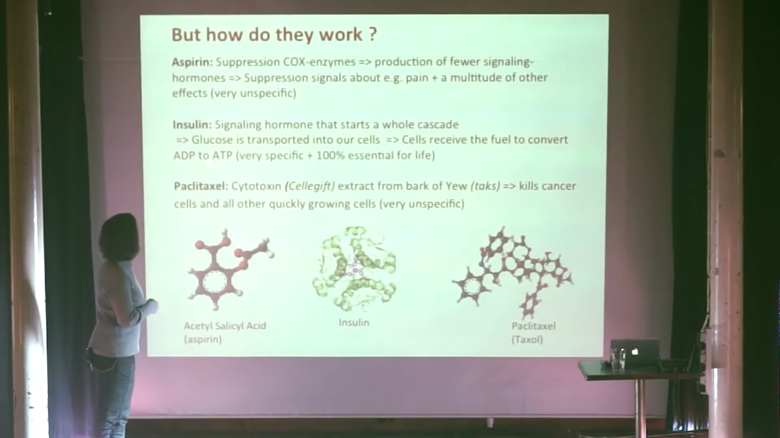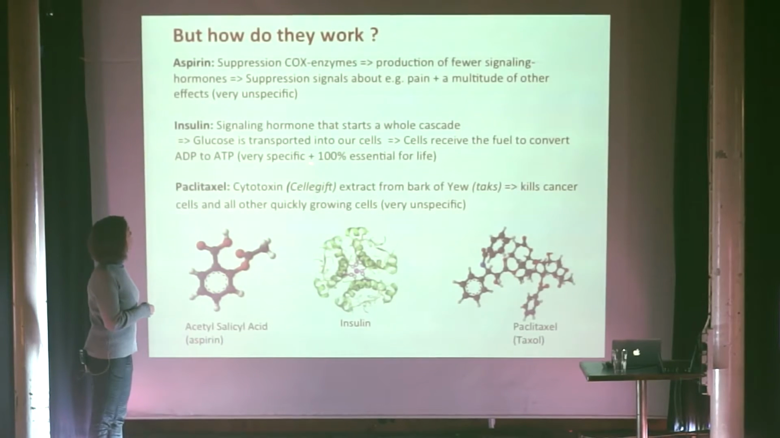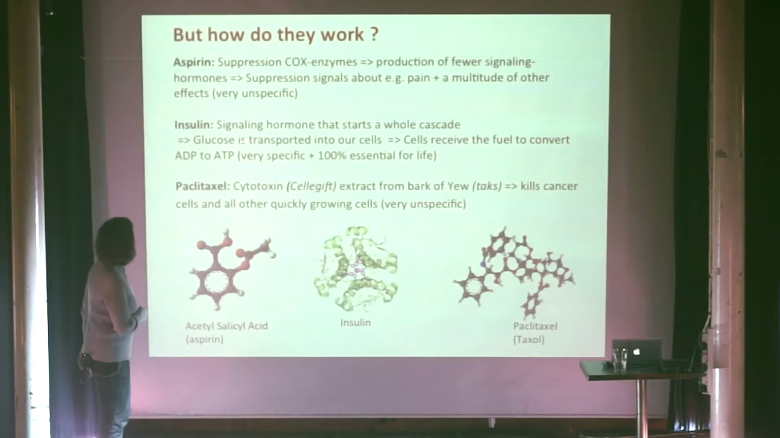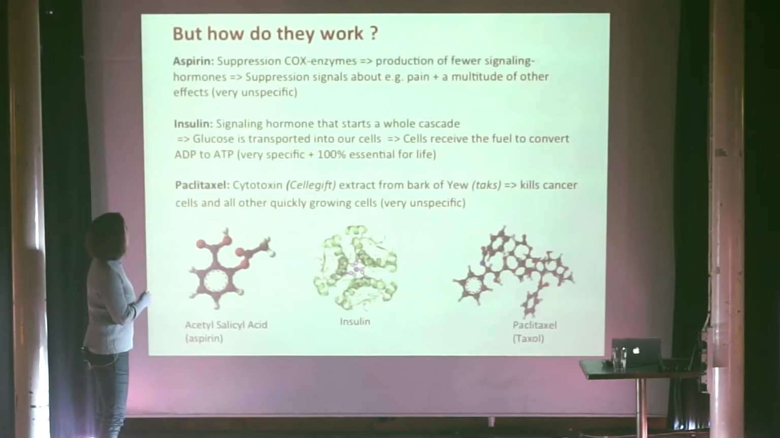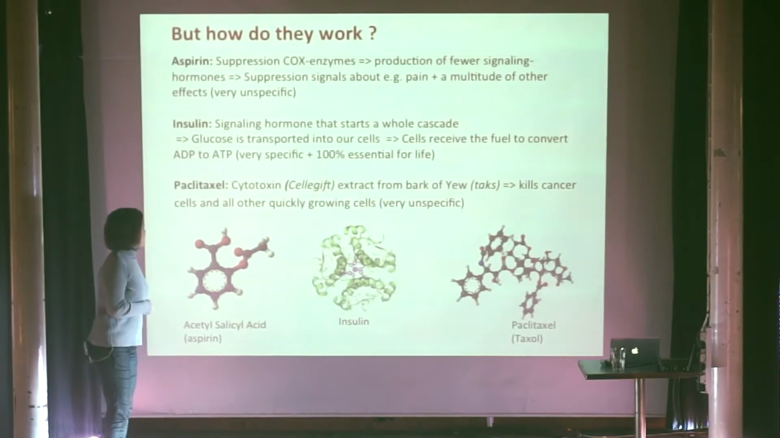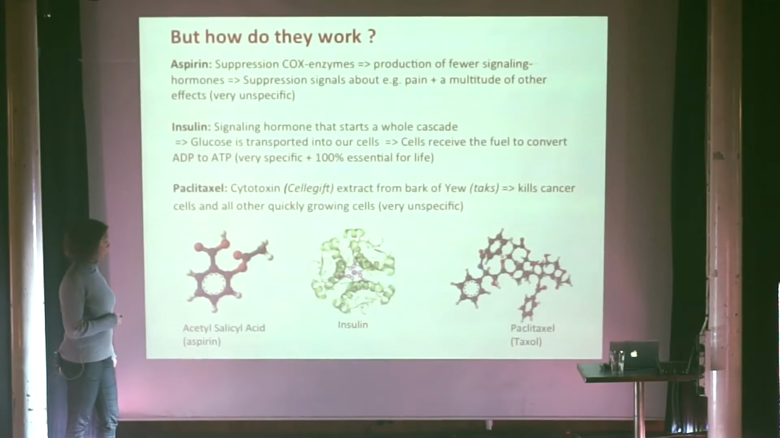And if there's no insulin, then this cascade doesn't work. So this is 100% essential for life, that you get this cascade going. So this is a very specific, in contrast to aspirin, it's a very specific interaction that we have here. Then I have a third type here, paclitaxel, which is a cytotoxin, in Danish, a cellegift.